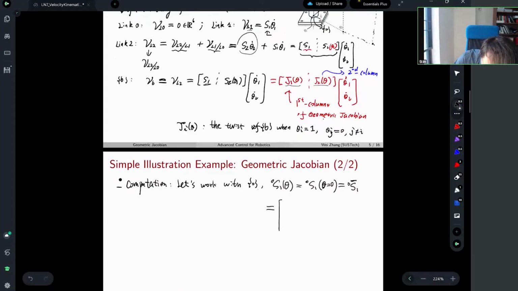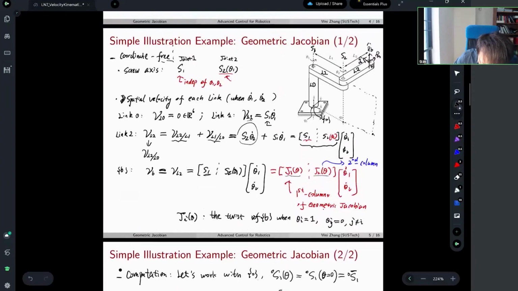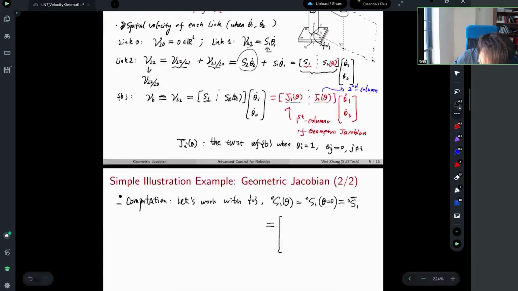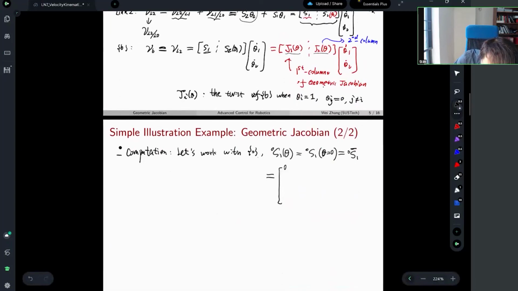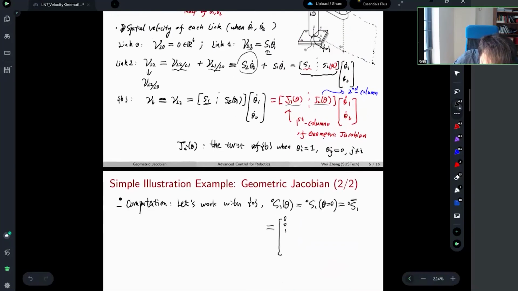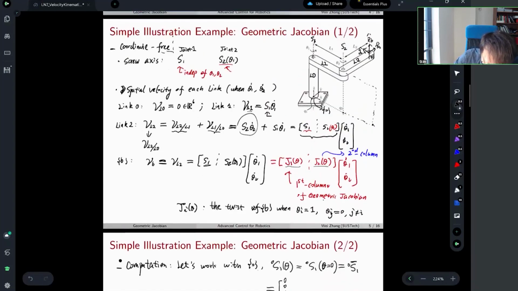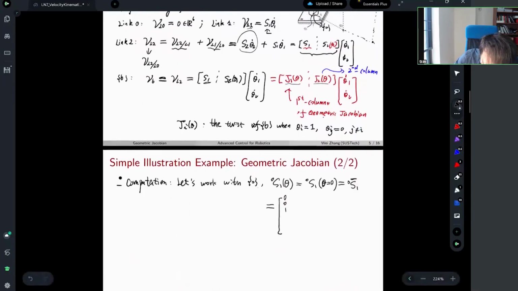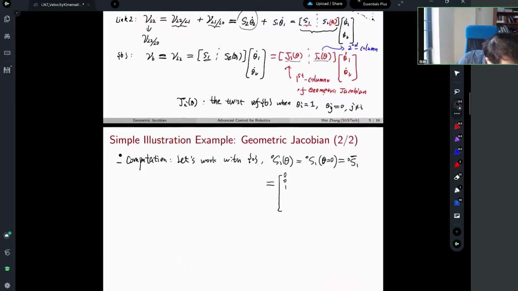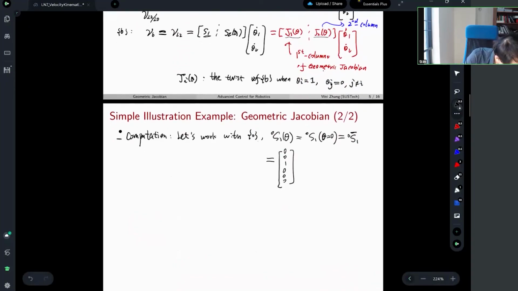This is the screw axis of joint 1 expressed in frame 0 when all the theta are 0. And this is equal to what? If you remember, it only has rotation, and we can pick Q on this axis. From last time, that is 0, 0, 1, so the rotation omega direction is along this z direction, and this one is 0, 0, 0. That's what we computed last time.